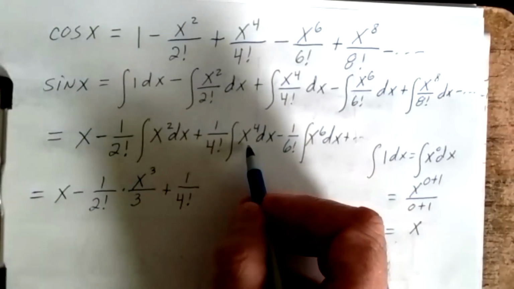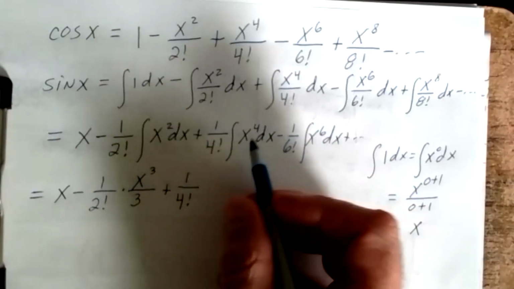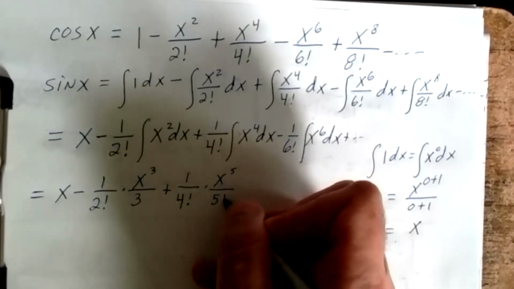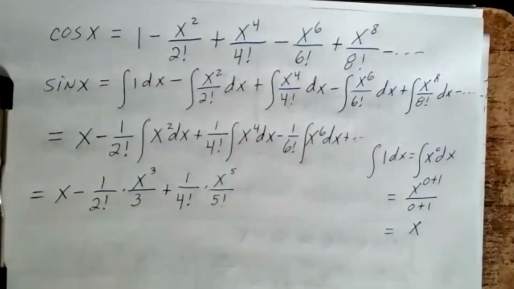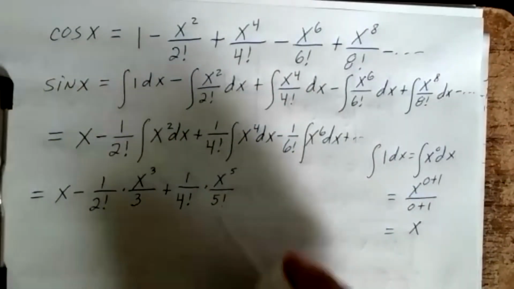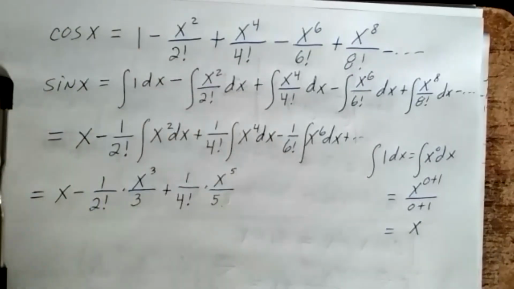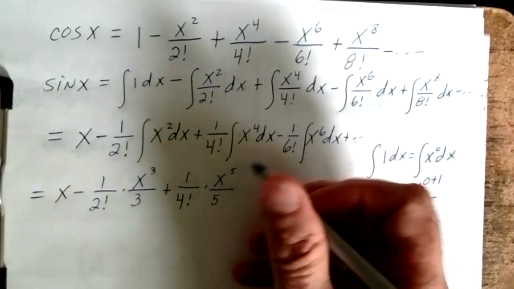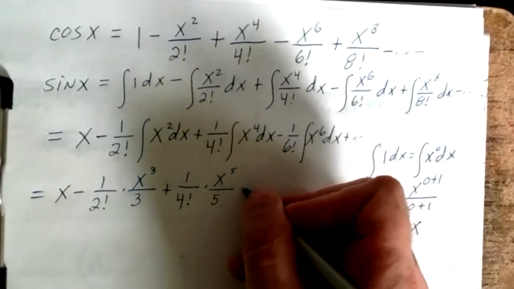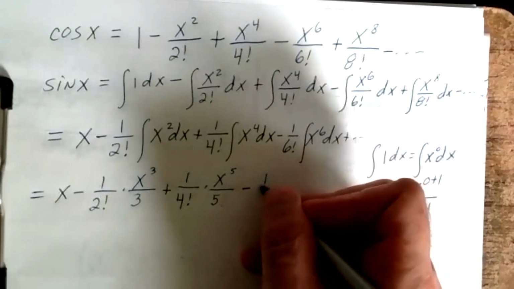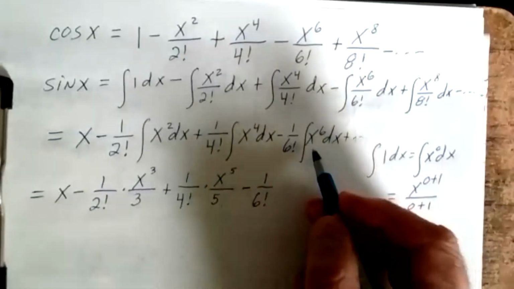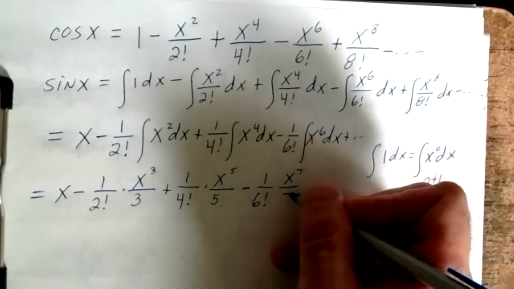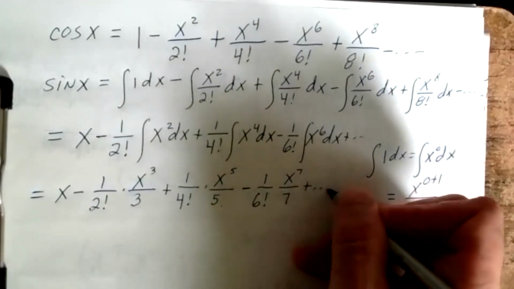The antiderivative of x to the 4th power with respect to x is x to the 5th power over 5. Just over 5, not 5 factorial, excuse me. All right, minus 1 over 6 factorial times the antiderivative of x to the 6th with respect to x, which is going to be x to the 7th power over 7, and back to a plus here.